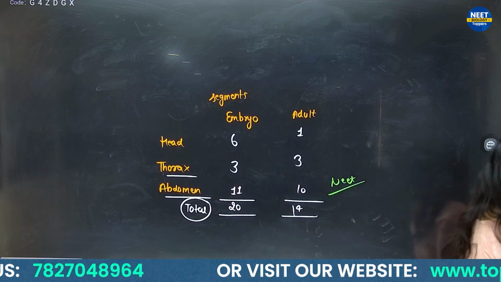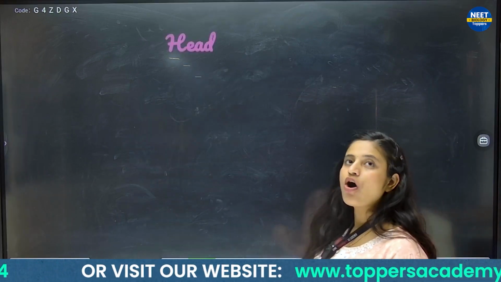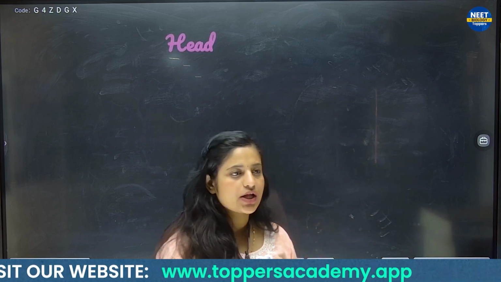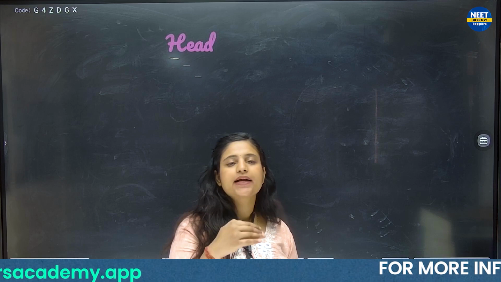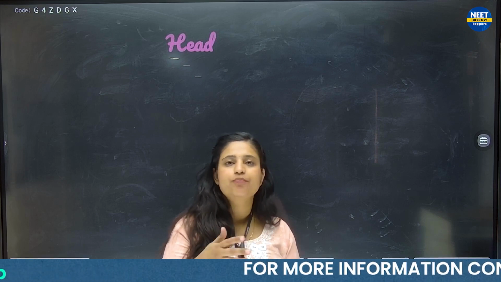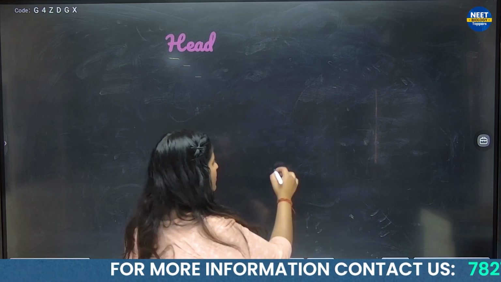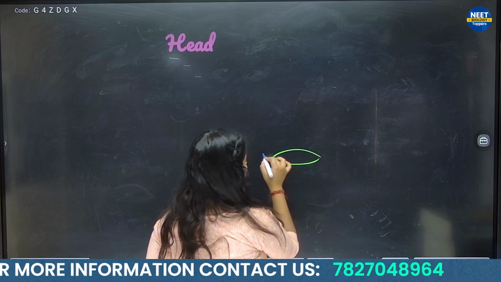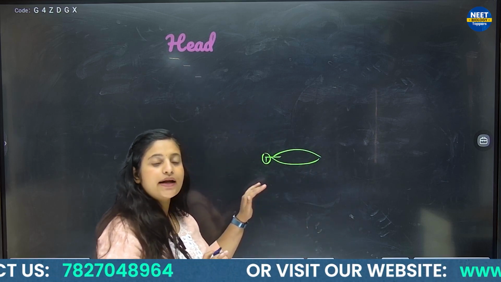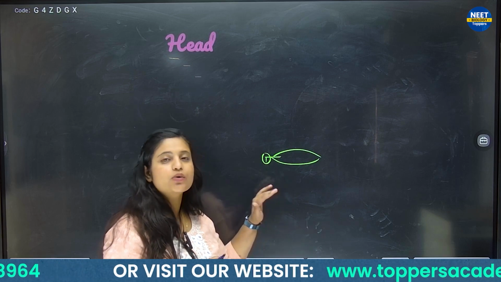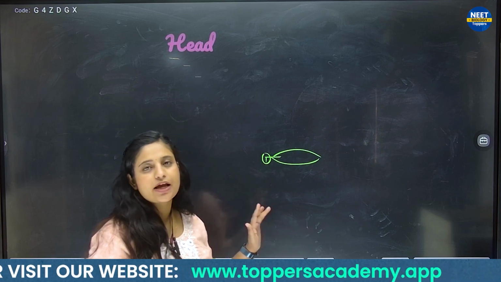See this. Next, let's talk about the head of the cockroach. Their head is roughly triangular, and it is present at a 90-degree angle to the body axis. Suppose this is the cockroach body. Here the head is present at a 90-degree angle, and their head and mouth parts are directed downwards, so they have a hypognathous type of mouth.